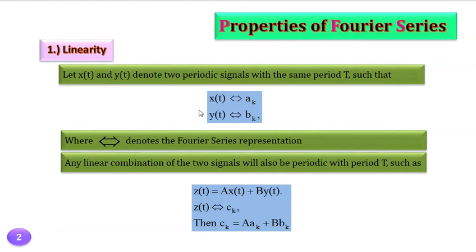If you are showing x of t with a_k and y of t with b_k, a linear combination of these two, meaning A x of t plus B y of t, would also be valid in the Fourier domain. So c_k will be A a_k plus B b_k, where a_k was the Fourier series coefficients of x of t, and b_k's were the Fourier series coefficients of y of t. I was stating the obvious.